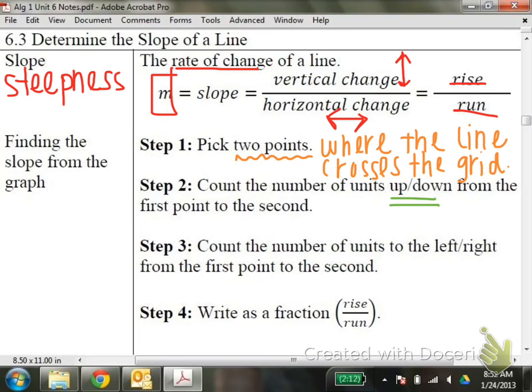After you count the rise, you want to count the number of units left to right, or the run, from the first point to the second. Now, which direction would be positive, left or right? Right. So if I have to count to the left, that means my number is going to end up being negative. Good. Then we're going to take that and write it as a fraction, rise over run. Make sure that you simplify the fraction as much as possible.